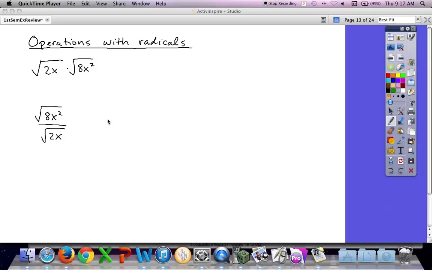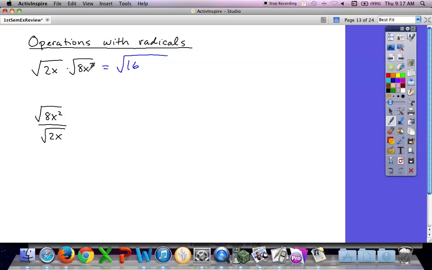Do you remember what you do when you're multiplying radicals? You can put them all together in one radical. We call it the product property, right? So the product of radicals equals one radical of the product, which is going to be 2 times 8, 16.